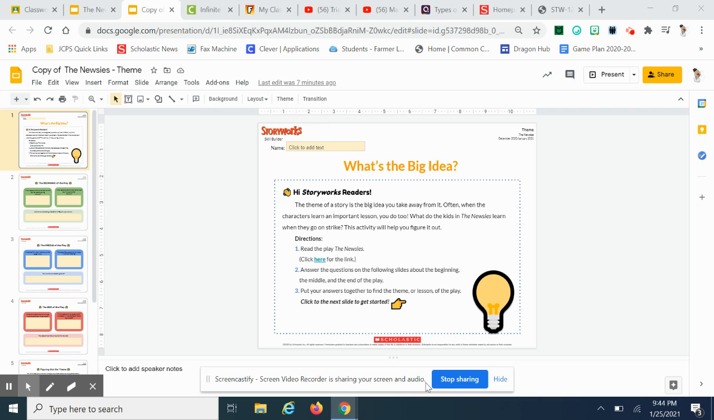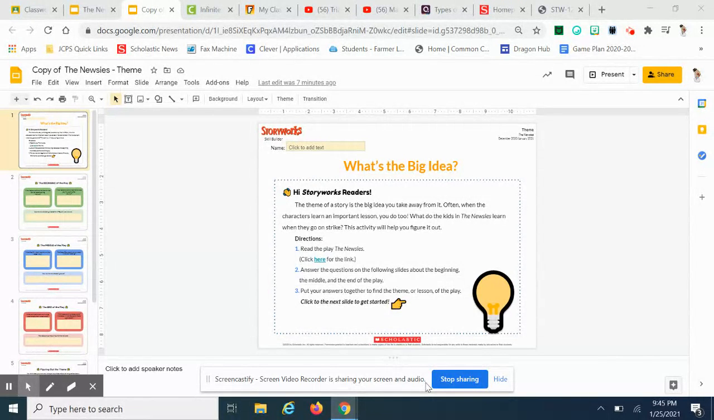All right, boys and girls, today's assignment is figuring out the big idea. So we've been talking for the last 2 weeks on figuring out the theme of the story. So we're going to read a story. We've already read it on the play called The Newsies. And I want you to think about what was the theme of the story. So we're going to go through a few slides here, answering questions about the beginning, middle, and end. And then we're going to try to figure out what is the big idea, what is the theme.